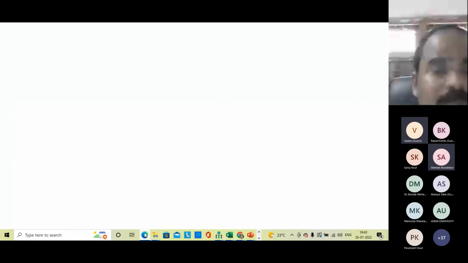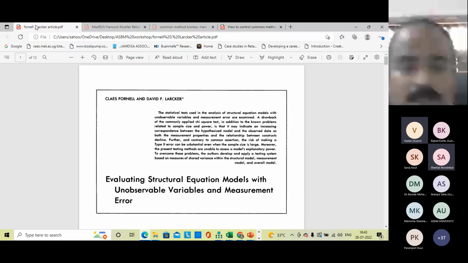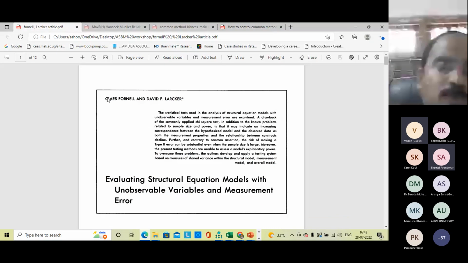Look here. This article. Let me click here. Fornell and Larcker. So you have to cite this article in order to give this criteria of proving the validity.